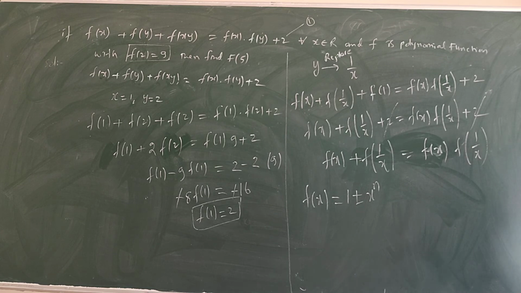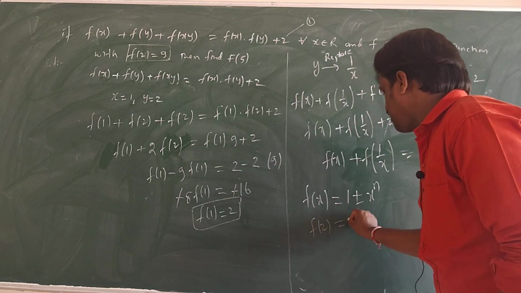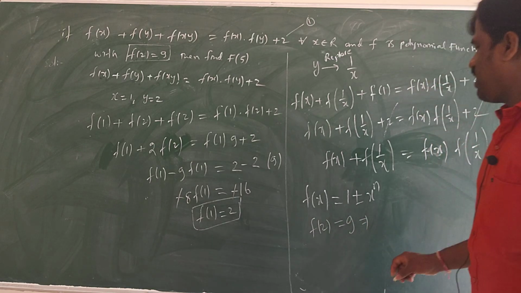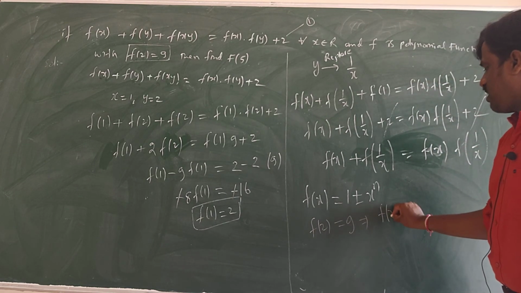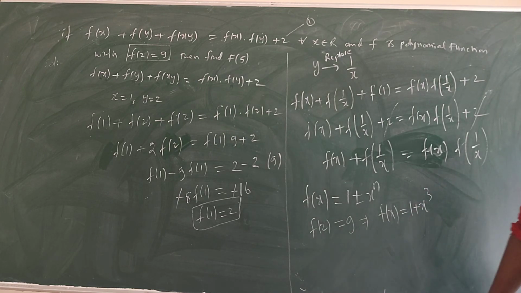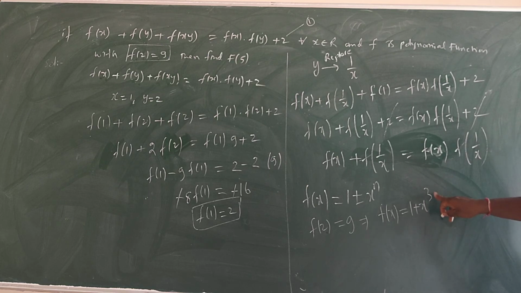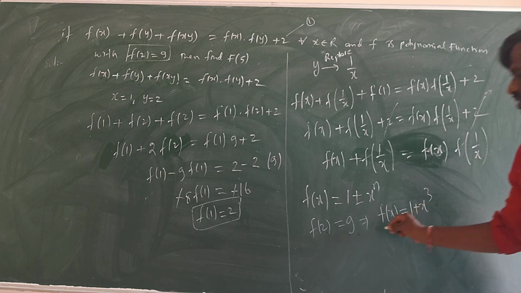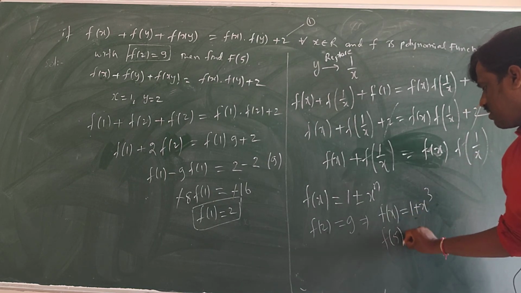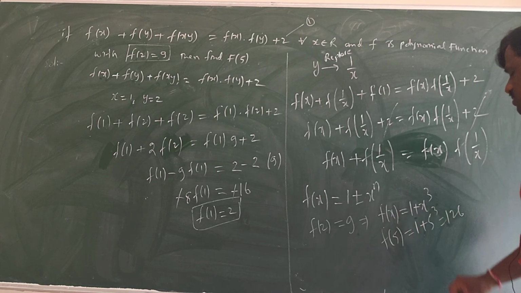Now what was given for f of 2? F of 2 is 9, they have given. So f of 2 being 9 means f of x should be 1 plus x cube. Then only 9, no? If I keep 2 here, 2 cube is 8, 8 plus 1 is 9. This happens with 1 plus x cube. So f of x I got. What do I require now? F of 5. So I get 1 plus 5 cube, that is 126.